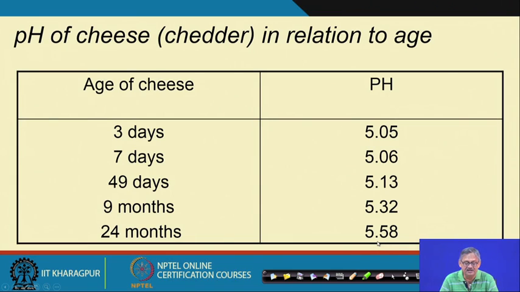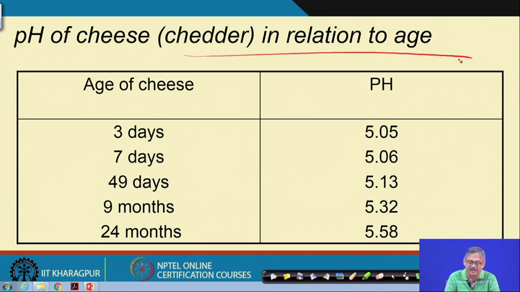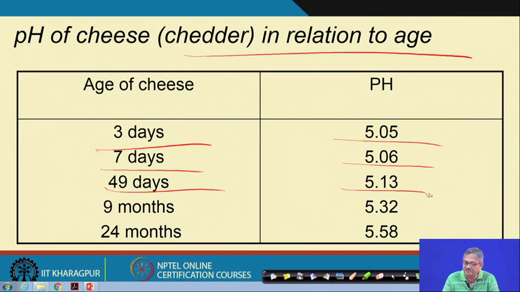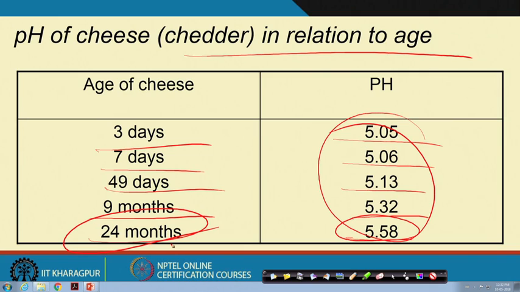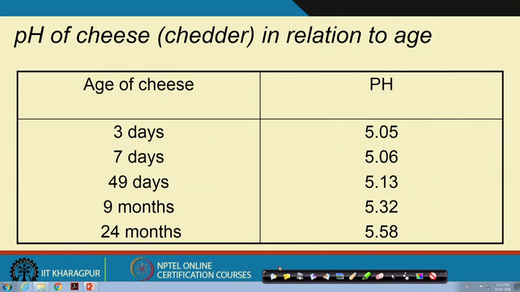pH is generally like this. In the cheddar cheese typically it appears like that in relation to the age. 3 days old pH is 5.05, 7 days old 5.06, 49 days old 5.13, 9 months old 5.32, and 24 months, 2-year old 5.58. So, you see from 5.05 to 5.58 that is increased pH, right. So, the acidity of course is getting decreased, right. The higher value of pH means the acidity is becoming less.